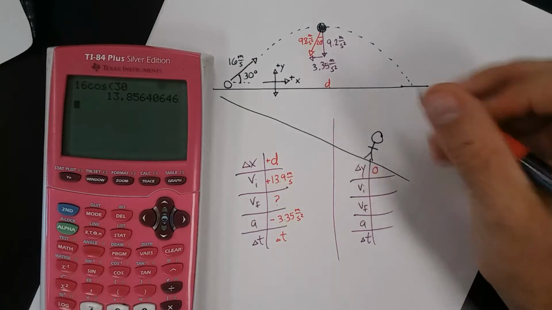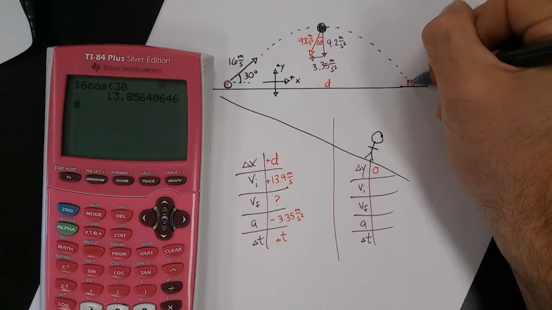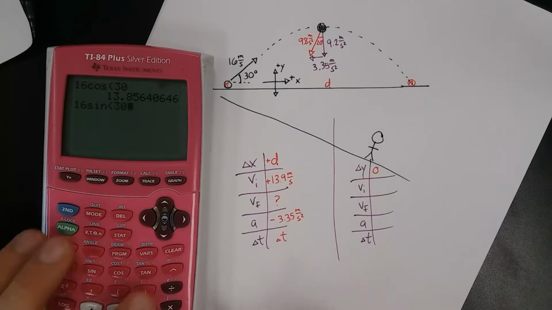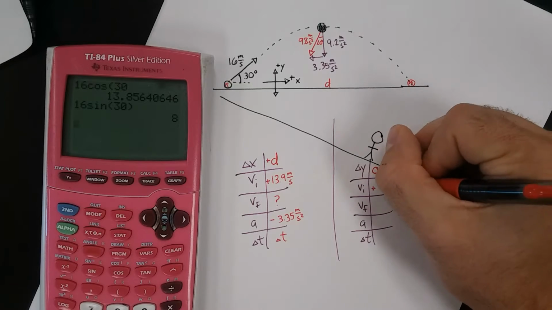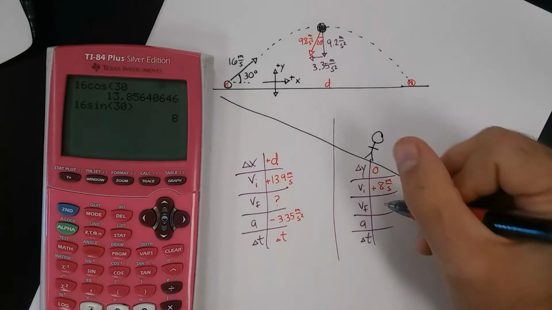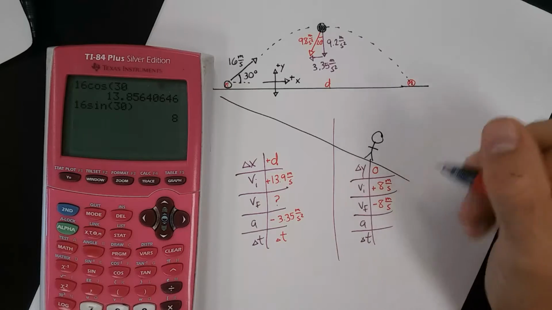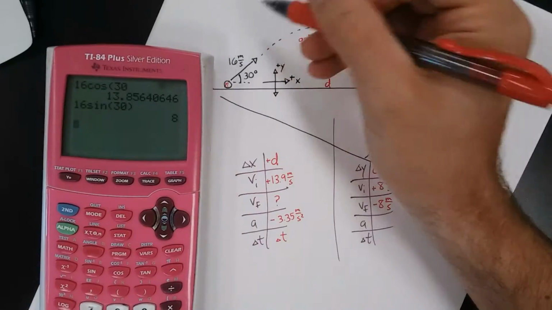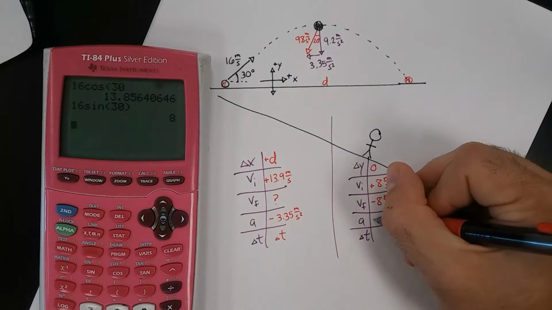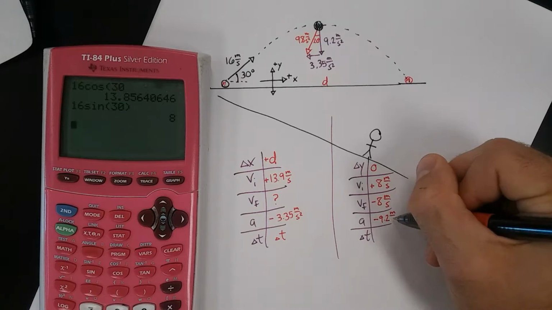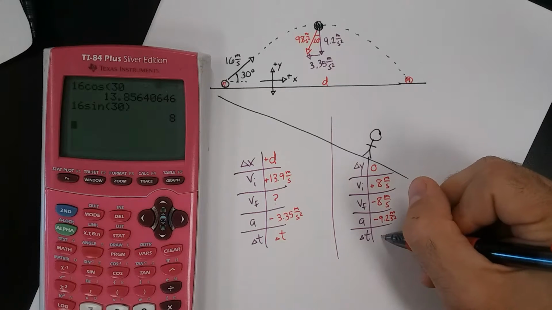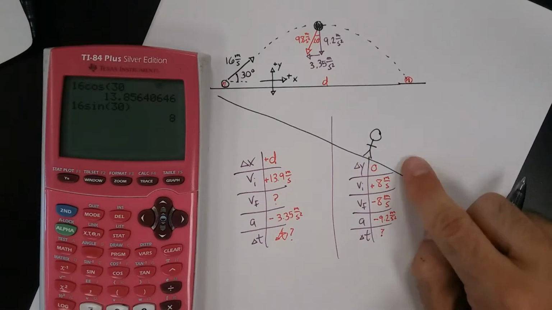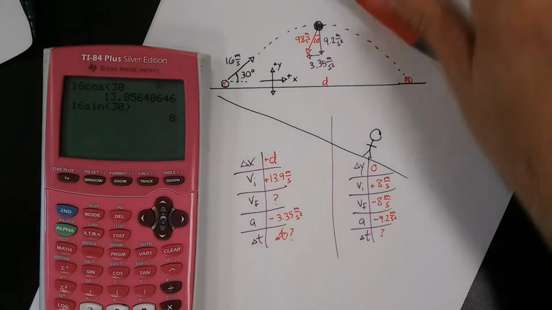Delta y is 0. Marble comes back to the same height. V initial is 16 sine 30, or 8 meters per second. The final velocity is negative 8 meters per second, because this is symmetrical. So whatever our vertical velocity is here, opposite right there. And the acceleration is negative 9.2 meters per second squared. And delta t, I don't know. It is this question mark. But I have 4 knowns on this side. The only thing I don't know is the time.